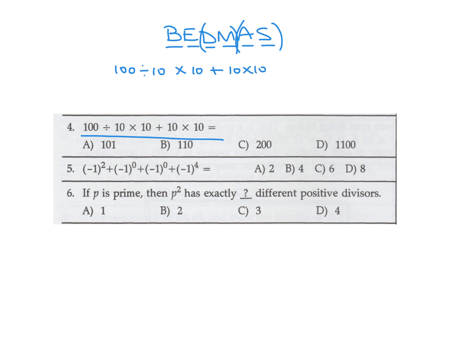Okay, so I guess we're doing order of operations. So we do this first, so that would be 10 times 10, and then plus 10 times 10. And then we can do the multiplication, so that's 100 plus 100. And then finally we do the addition, and that would be 200. So number 4, the answer is C.